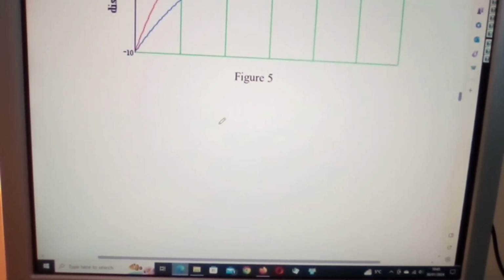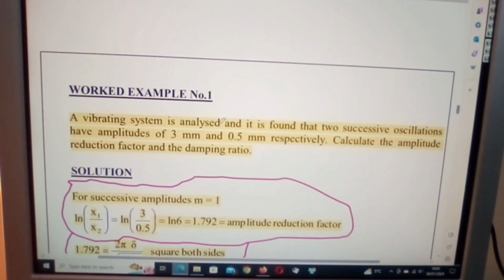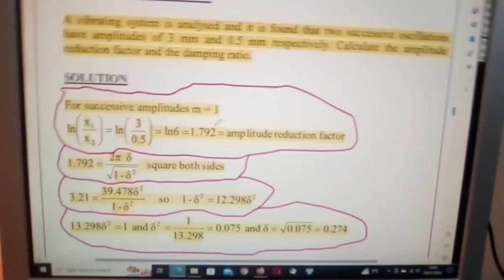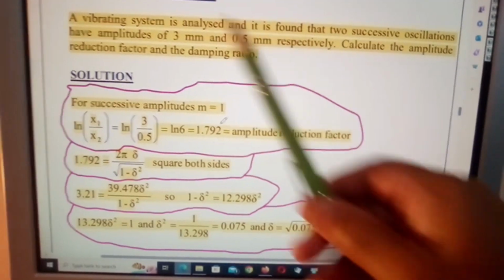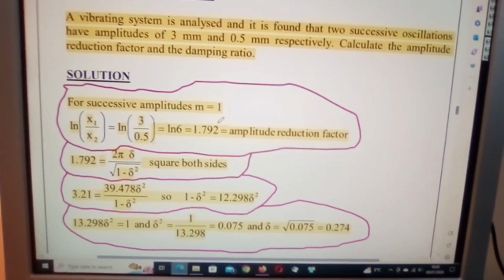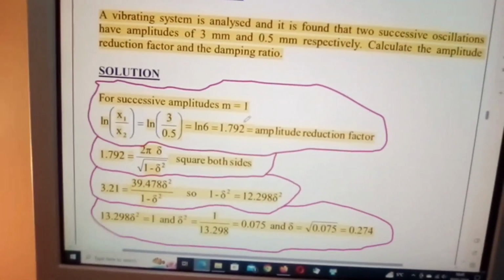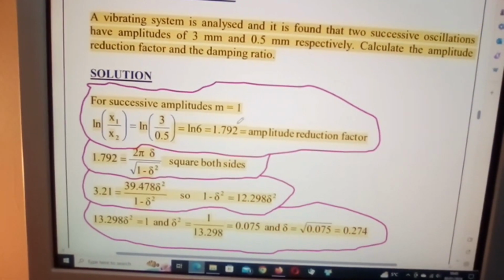I forgot to put this into high definition. Here we have a work example. Now I'm not going to go through this work example for you. It's quite straightforward and I don't need to be doing this for you. But let me just read what it says.